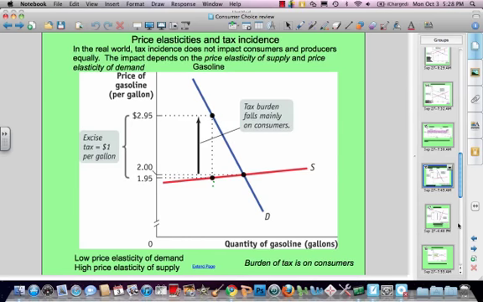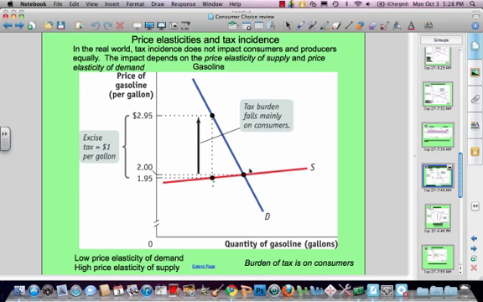Let's move on to more of a realistic depiction of price elasticities and tax incidence, because in the real world, tax incidence doesn't impact consumers and producers equally. There are different elasticities of demand and of supply. In this case, when the price of gasoline goes up, you have low price elasticity of demand and very high price elasticity of supply.